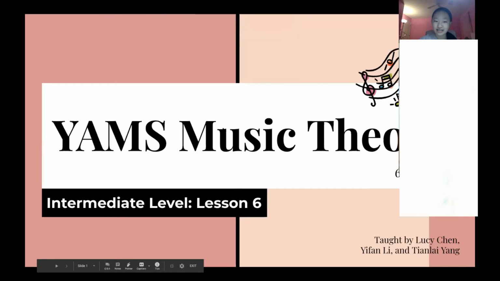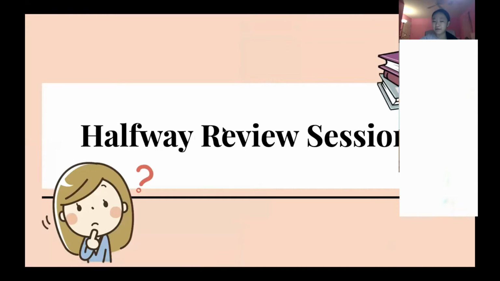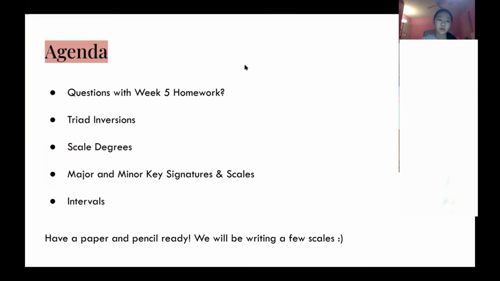Okay, so this is lesson 6, and it's the halfway review session since we have 12 sessions. Today we're going to review lessons 1 through 5. We're going to start reviewing in reverse since I think the triads and scale degrees are a bit harder. So we're going to review triads and scale degrees, and then we're going to go back to lessons 1 through 4, which are major and minor key signatures, scales, and intervals. And try to have a paper and pencil ready since we're going to be writing 2 scales today.